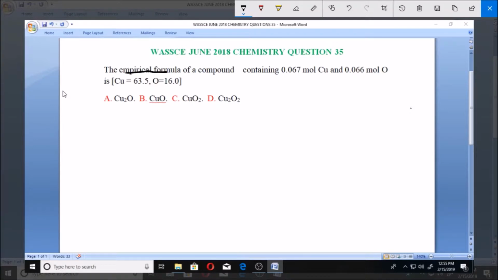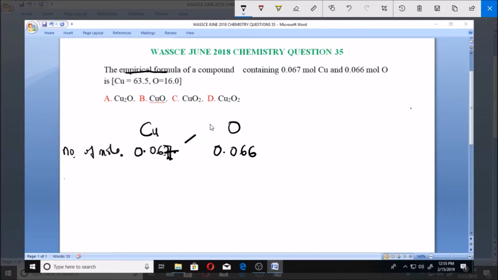We are supposed to have copper, then we have oxygen. Now, what is the number of moles of each that we have from the question? We have copper to be 0.067 moles. Then we have oxygen to be 0.066 moles.